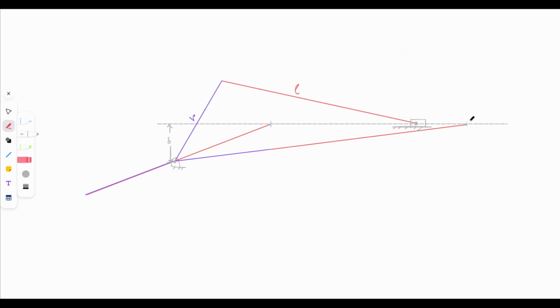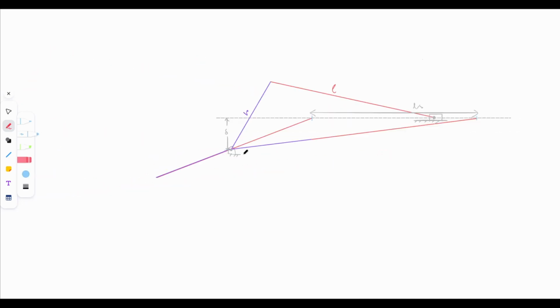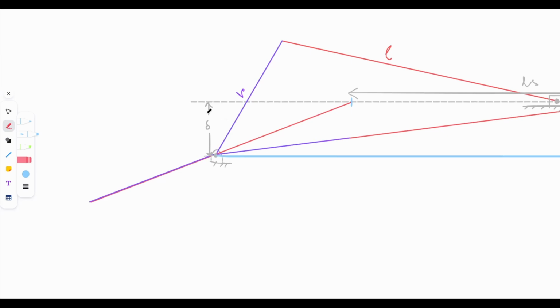Now the right extreme, as you can see, is this point and the left extreme is this point. And this is the length that we want to find, this length, right? This is our stroke length. Let's say that the stroke length is LS. To find the stroke length, we will first draw a line like this through the center of rotation of the crank. And the distance between these two lines, as you can understand, is delta, right?